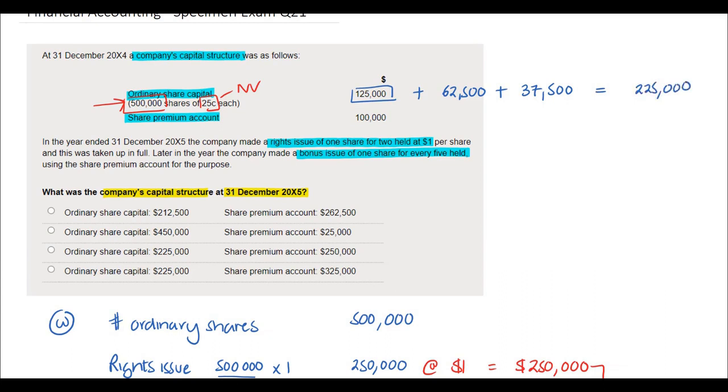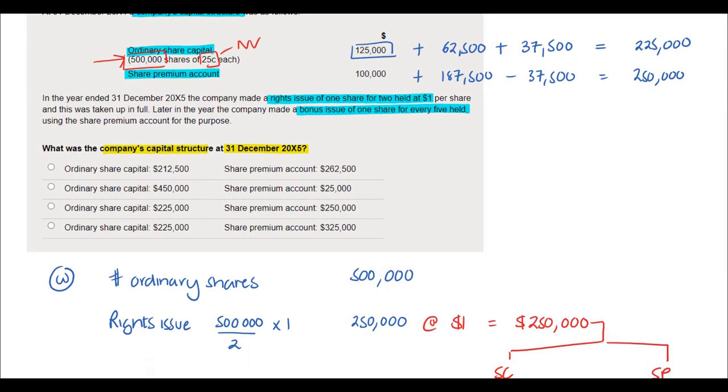$225,000. For share premium, we know that as a result of the rights issue, there is an amount of 187,500 that increases the share premium account balance, but the bonus would be a reduction of the 37,500 because it's funded out of the share premium account, and what that gives us is 250,000. We can see that from the options presented, that is option number 3 as the correct answer.